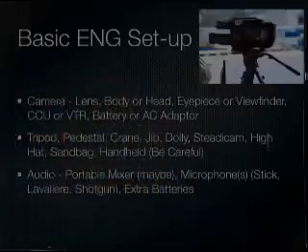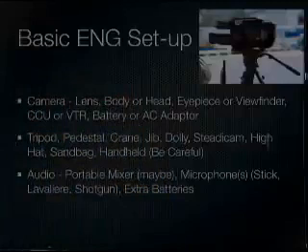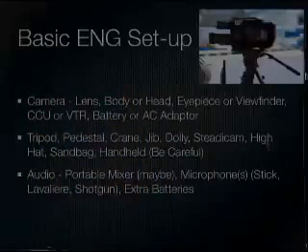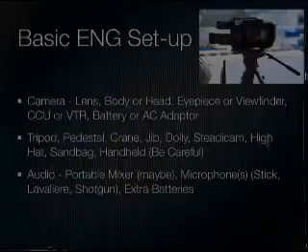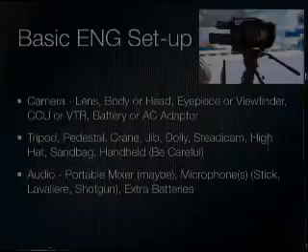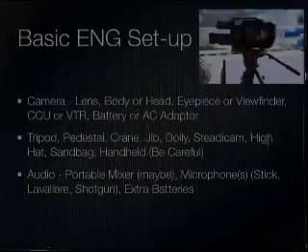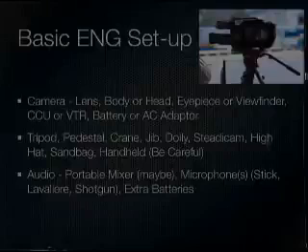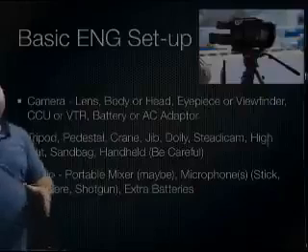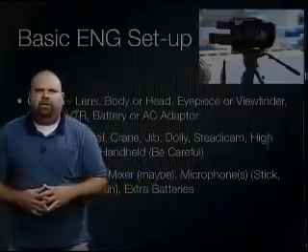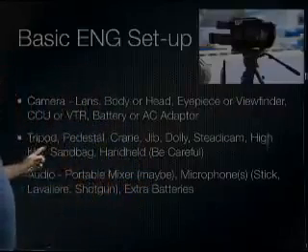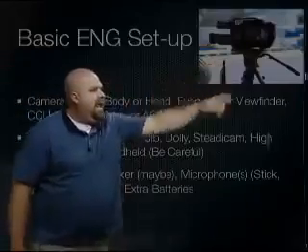So you'll have these elements as far as the camera is concerned. The lens, the body or the head, the eyepiece or the viewfinder, the CCU or the VTR, or the battery or the AC adapter. So you'll have lens, you'll have the camera itself, some means of seeing what the camera is currently recording, some way of actually having it record, whether it's a CCU or a VTR, and some way of having power, either through a battery or through an AC adapter. Then, next on the list, on the basic ENG setup, is a tripod. We're going to discuss tripods quite extensively in the next lecture or two, but understand that a tripod is a means of holding the camera.